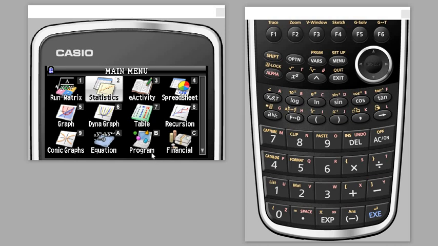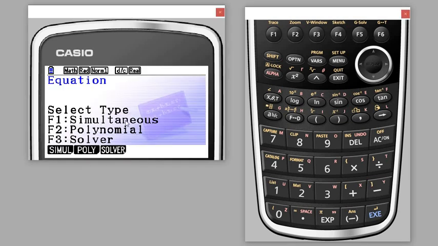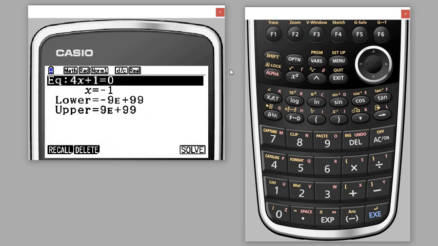Yeah, very quickly we're just going to look at how we can use our graphics calculator to solve equations for us. So if I go down into equation, you'll see that there is a simultaneous equation solver, there's a polynomial solver, and then we have this solver function here. If I go into F3, I can type the function that I want to solve.